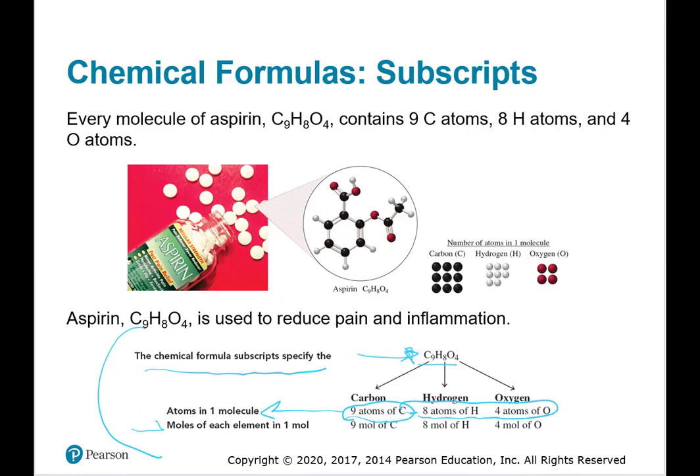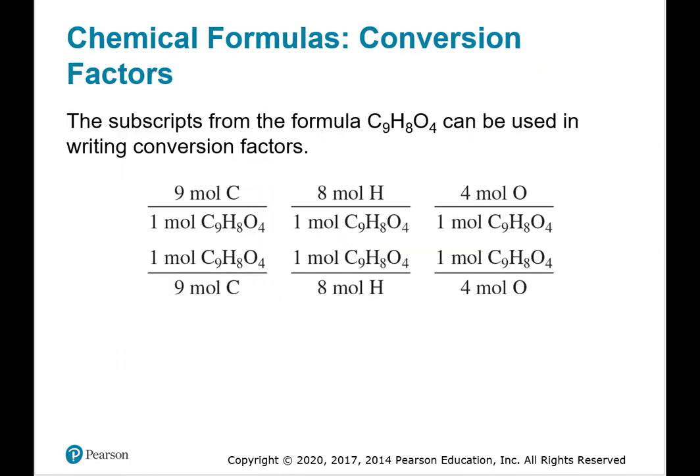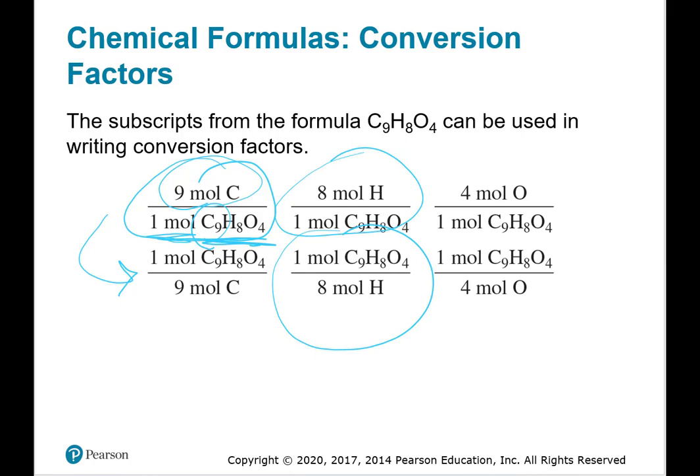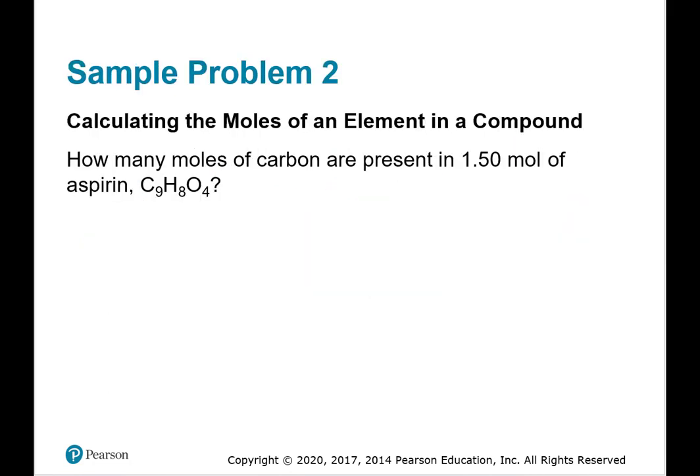But now let's say I had 1 mole of aspirin. That means in 1 mole of aspirin I would have 9 moles of carbon, 8 moles of hydrogen, 4 moles of oxygen. That allows us to write all of these conversion factors. I can say that in 1 mole of aspirin there's 9 moles of carbon. And I can flip-flop that. Same with the hydrogen. Notice that this is just the reciprocal of it. And oxygen, that's the reciprocal. So let's say, how many moles of carbon are present in 1.50 moles of aspirin?